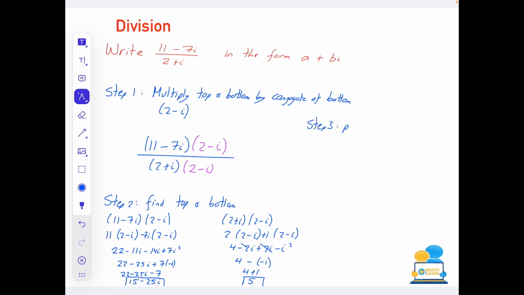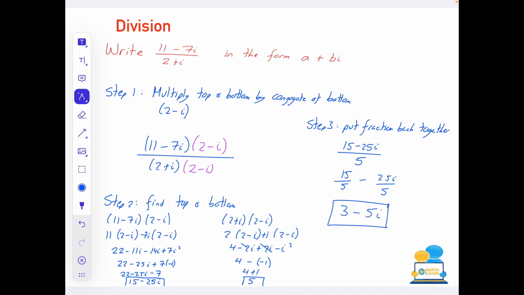And last, step 3 then, you're just going to put the fraction back together. So I'm going to put 15 minus 25i on top, divided by 5. Now I can simplify this just that little bit further. I can change that into 15 over 5 minus 25i divided by 5. 15 divided by 5 is 3. 25 divided by 5 will be 5, and we still have our i. So our final answer there, 3 minus 5i.